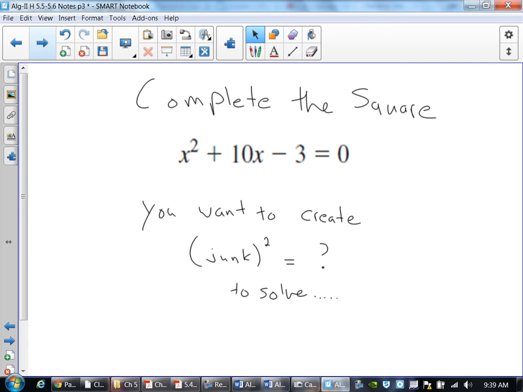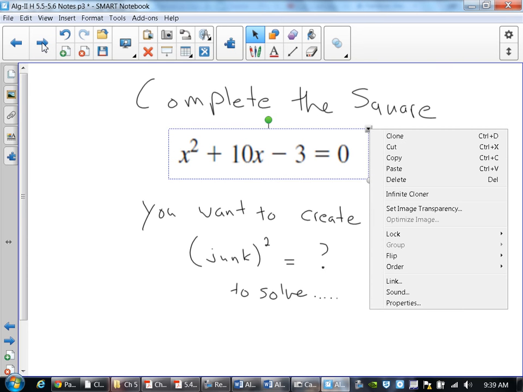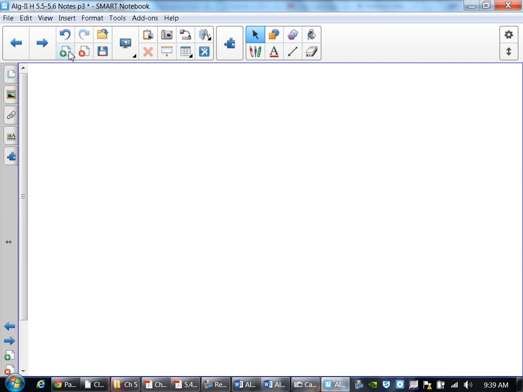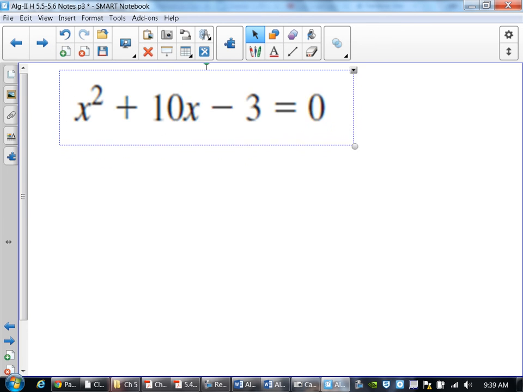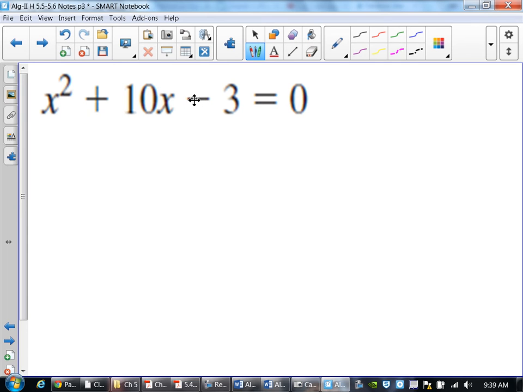So let's take this problem here. Have any of you done this before? No? Okay. What I want you to remember is that we want to get junk squared. We want to turn this into a perfect square.